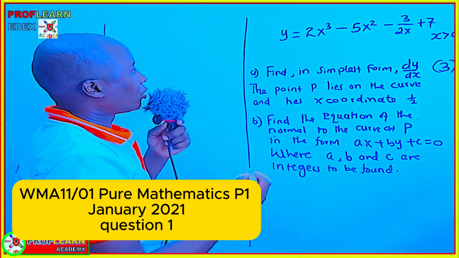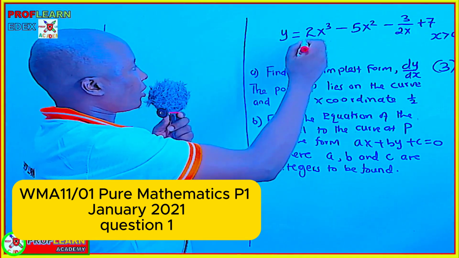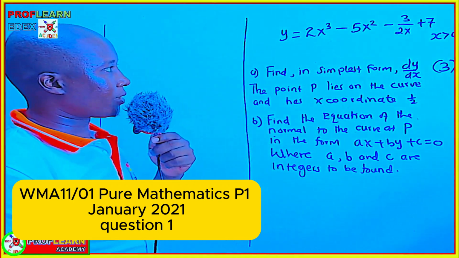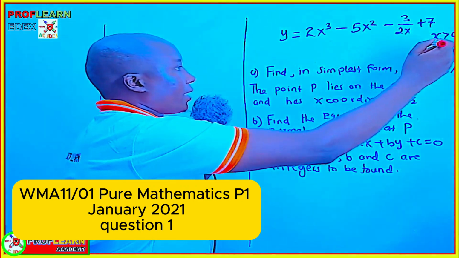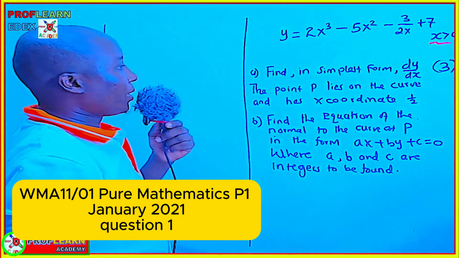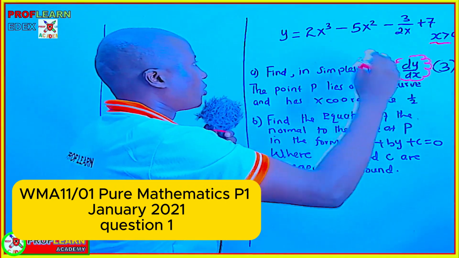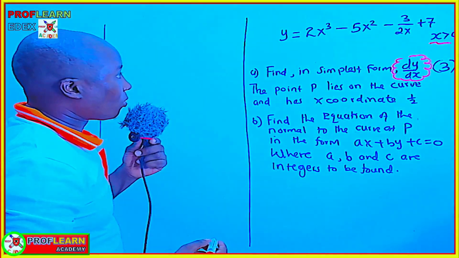In this question here, we are told, given the curve y equals 2x cubed minus 5x squared minus 3 over 2x plus 7, where x is greater than 0, find in simplest form dy/dx, meaning that we are supposed to differentiate the function that we are given in order to get the answer.